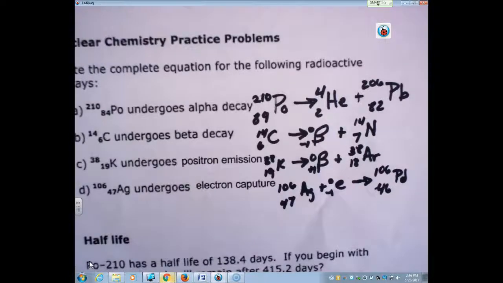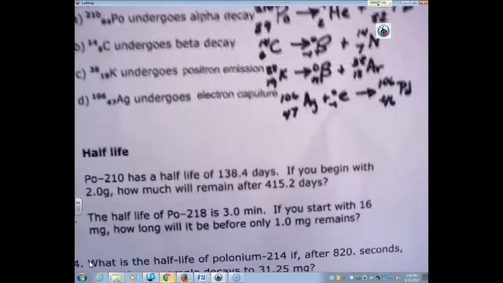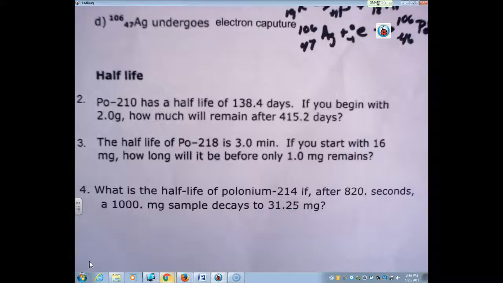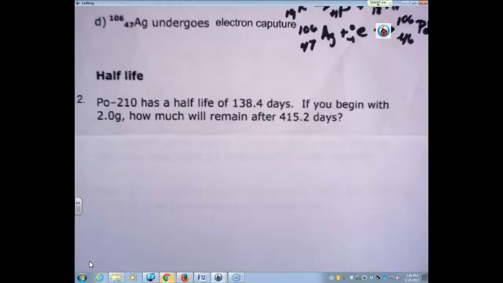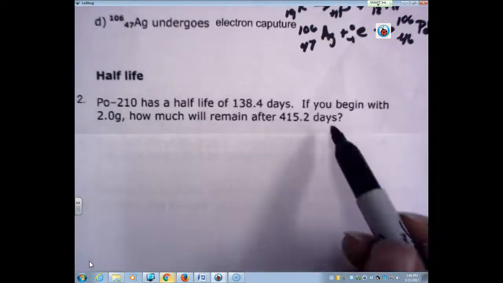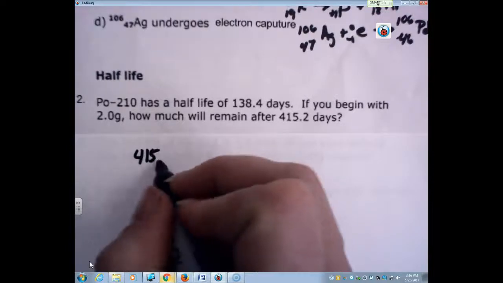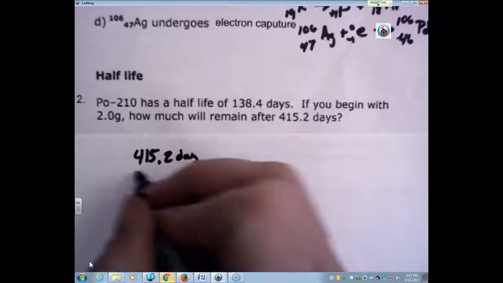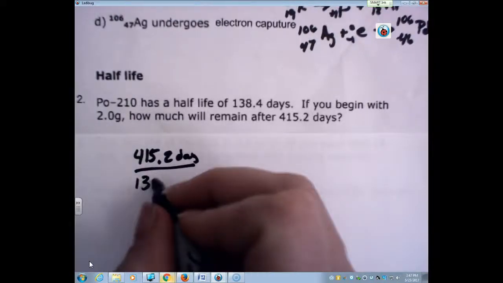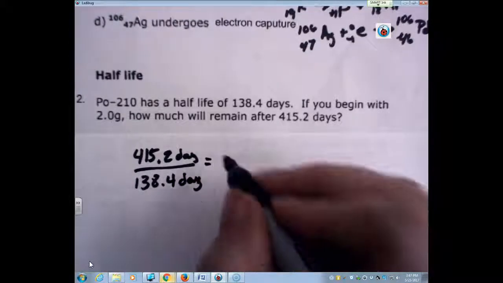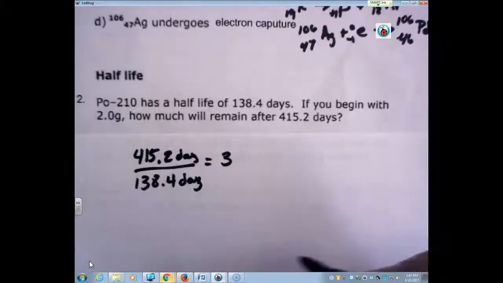All right. Then we have number 2, which is a half-life problem. Our 2, 3, and 4 were all half-life problems. So we look at the first one, and it's a pretty straightforward type of problem. Our first objective is to figure out how many half-lives have gone by, and I see they give me 2 times, a total time and the half-life time. So I'm going to take the total time, which is 415.2 days, and I'm going to divide that by the half-life time. This is just like the example we did in class yesterday. And that's going to tell me that 3 half-lives fit into this total amount of time.